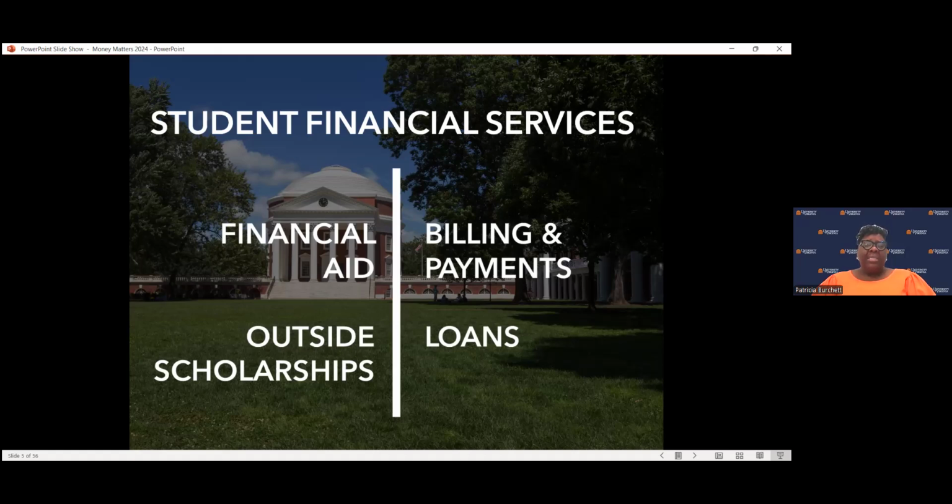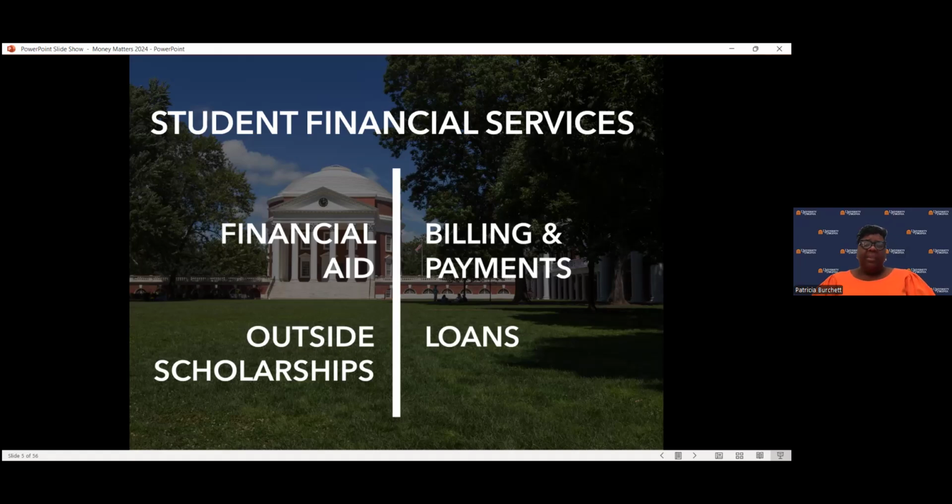We also process outside scholarships. Those are scholarships that students receive that come from outside donors, not within the university. We also process loans, be it student loans, unsubsidized or subsidized, or Parent Plus loans. I will tell you more about Parent Plus loans later. We process the loan component of the financial process for financial aid that students receive.